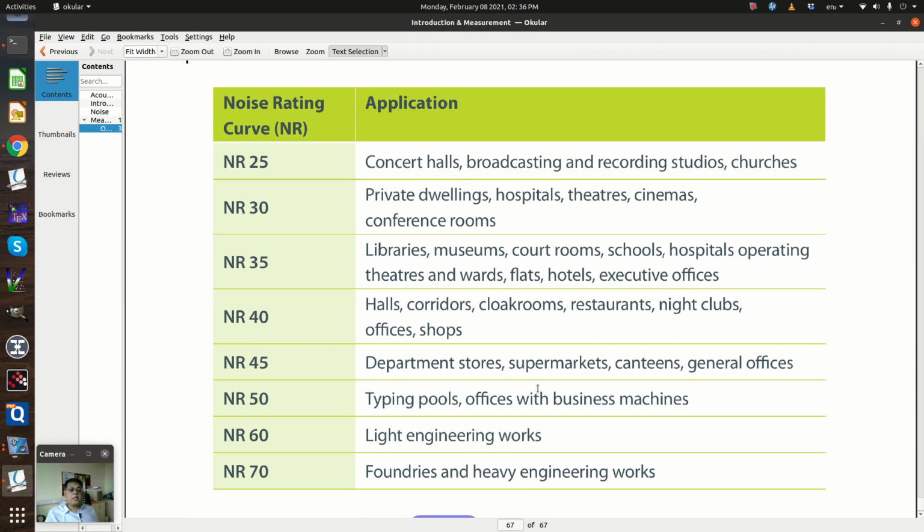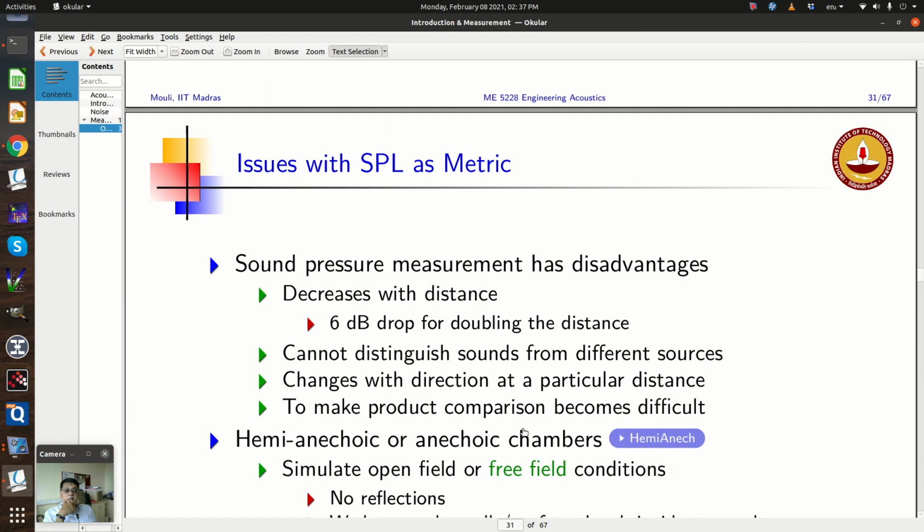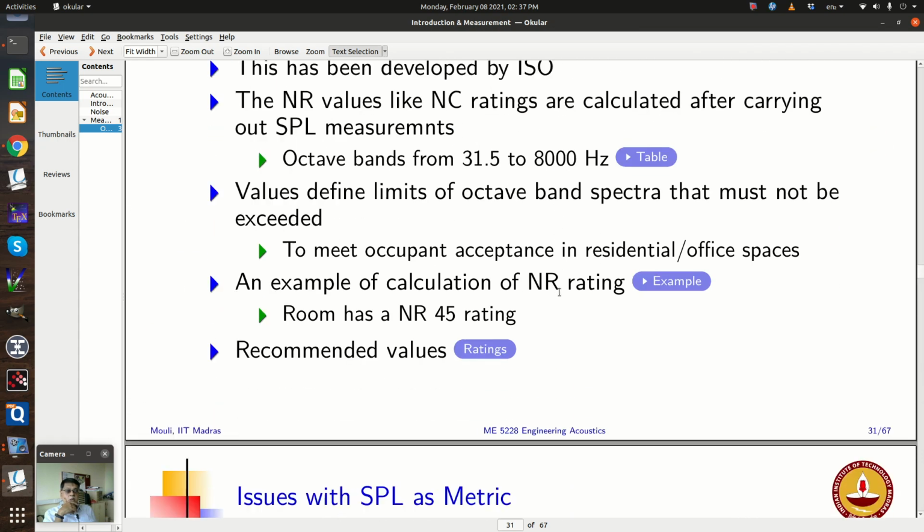So again the recommended values are very similar to what we looked at in the case of NC. NR 25 means typically concert halls, broadcasting, recording studios, etc. If it's your apartment or your home, hospitals, conference rooms are NR 30, libraries at 35, and when you go to restaurants and offices and shops, it's at 40. When I go to a supermarket or a general office, it goes up. Of course, for engineering foundries, light engineering works, it is about 60. So these are some of the ratings that we have.